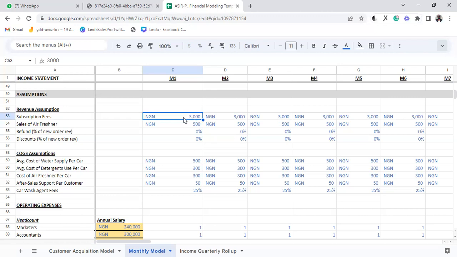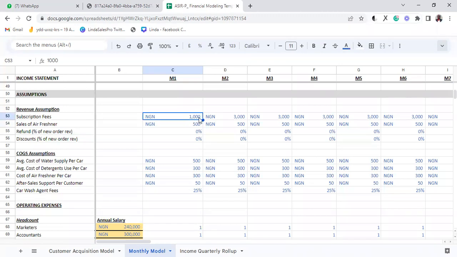So we are assuming that the subscription fee happens to be Netflix. So Netflix charges, I think is it 1,000 or 1,500? So let's assume they charge 1,500. So for us, we want to charge 1,000 per subscription fee.